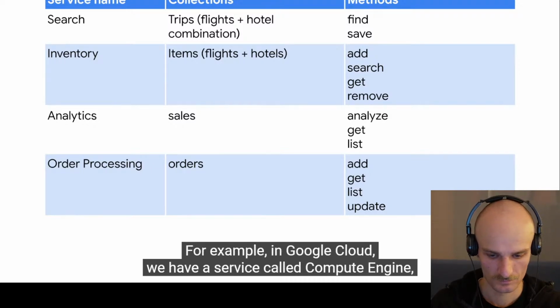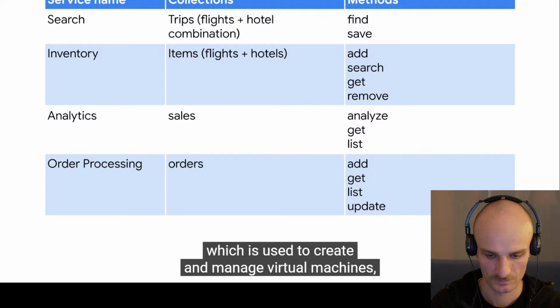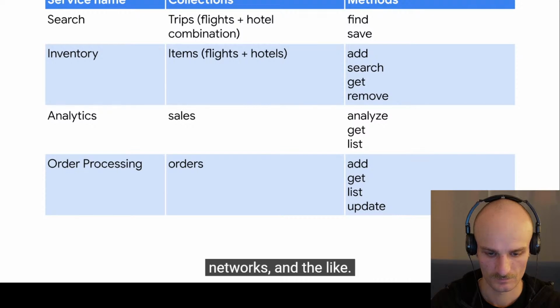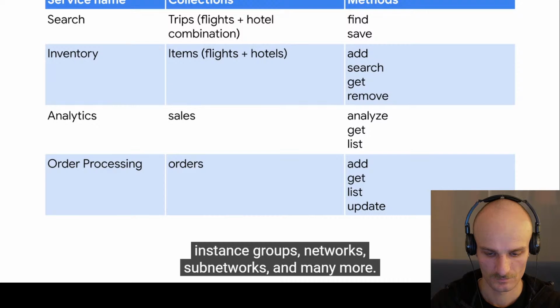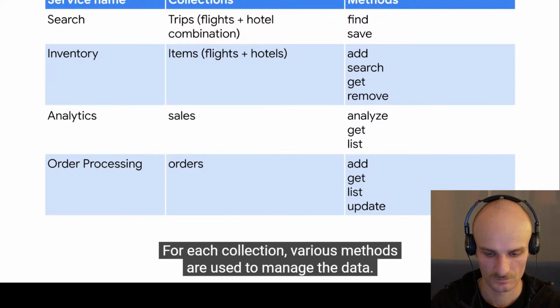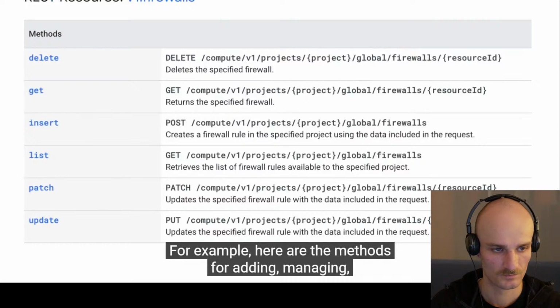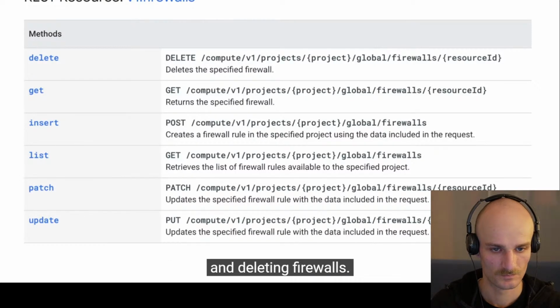For example, in Google Cloud, we have a service called Compute Engine, which is used to create and manage virtual machines, networks, and the like. The Compute Engine API has collections like instances, instance groups, networks, subnetworks, and many more. For each collection, various methods are used to manage the data. For example, here are the methods for adding, managing, and deleting firewalls.